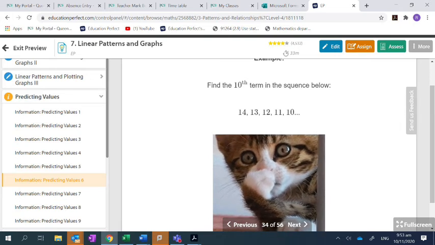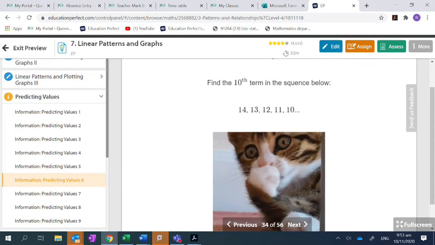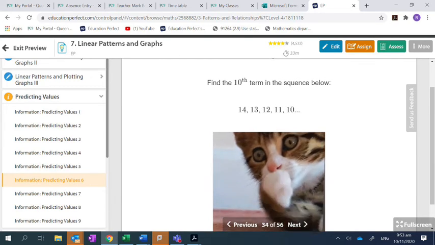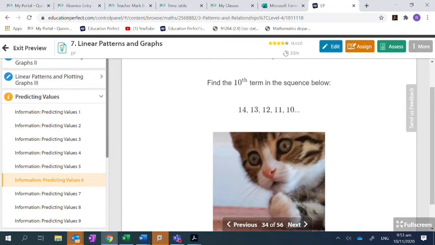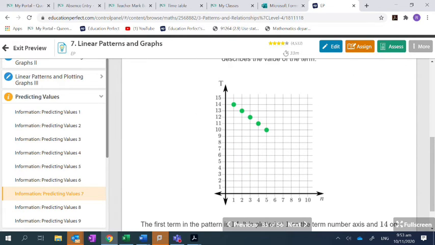Okay? So find the 10th term in the sequence below. So here's our sequence. So the first number is what? Then 13, 12, etc. So we're going to plot those. Now they made a chart. You don't particularly have to. We're just going to plot these. So here we have them all plotted. So what I'm going to do is I'm just going to connect them with a line. Again, using a ruler to make sure you're very accurate.